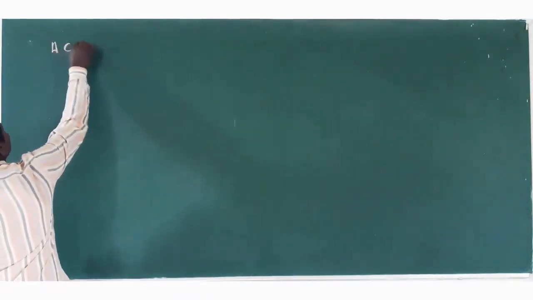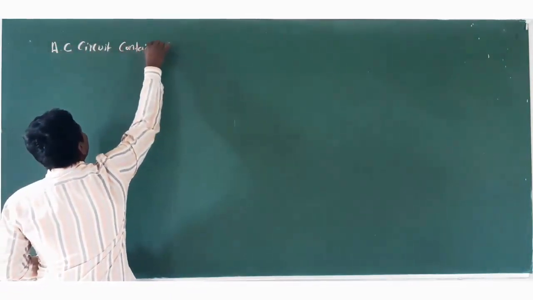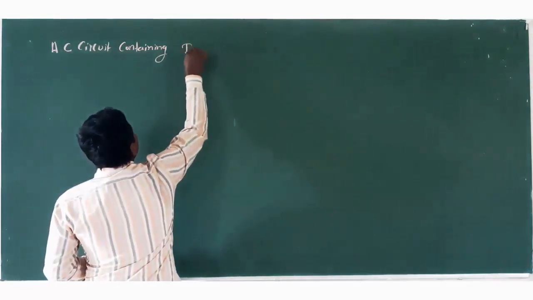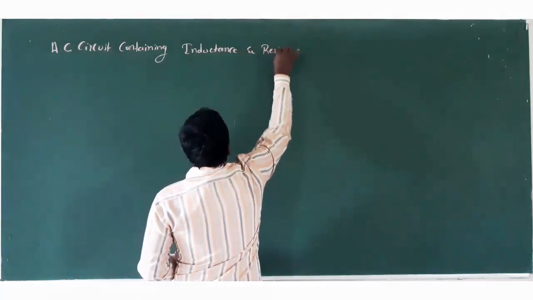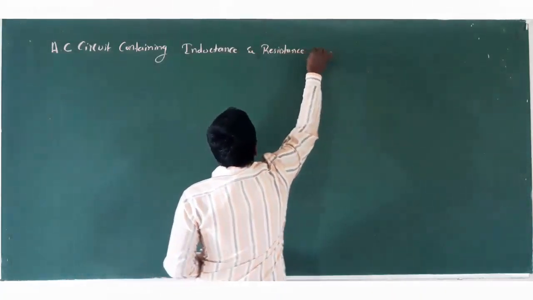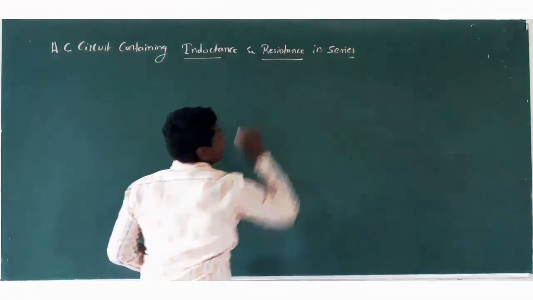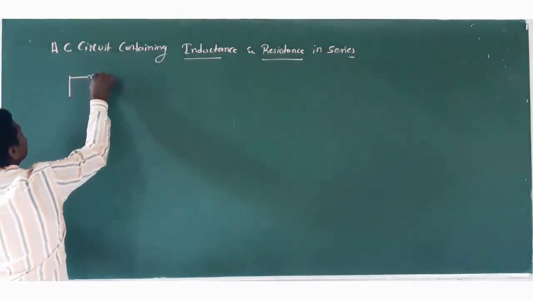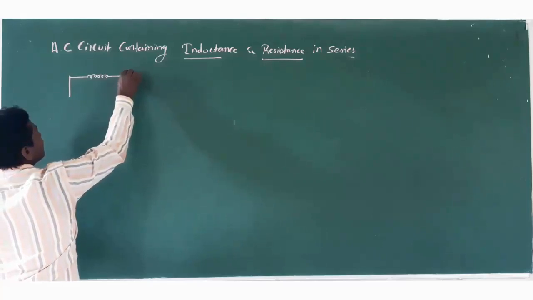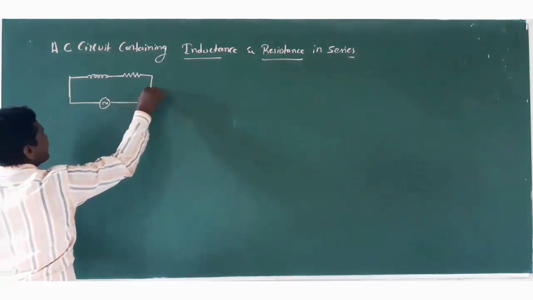So the first one is an AC circuit containing inductance and resistance in series. Inductance and resistance in series. So we are going to observe the circuit diagram for inductance like this and the resistance of a resistor which is connected across an AC source.